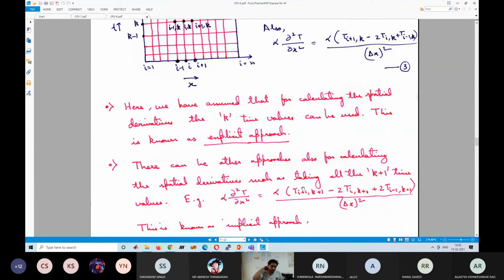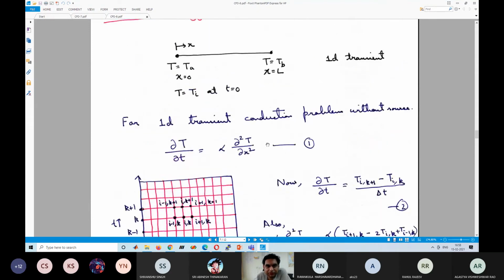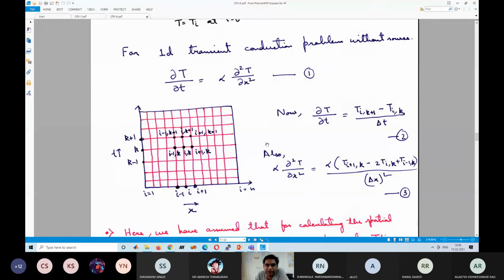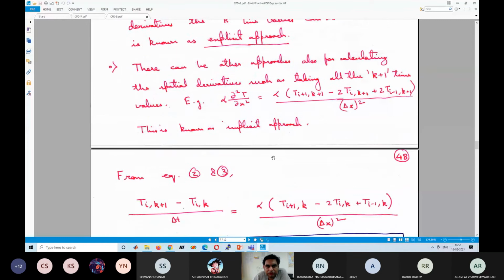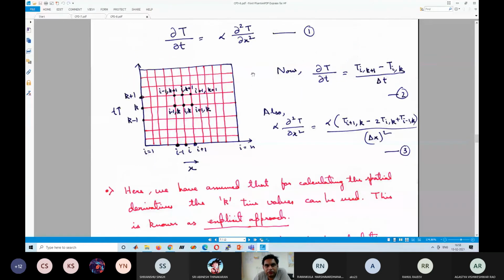So now I will show you explicit approach so that you can implement it, because it is much easier to implement. Implicit approach is more difficult to implement. So now write this equation. Replace this delta T by this value and del square T by del x square by this value.